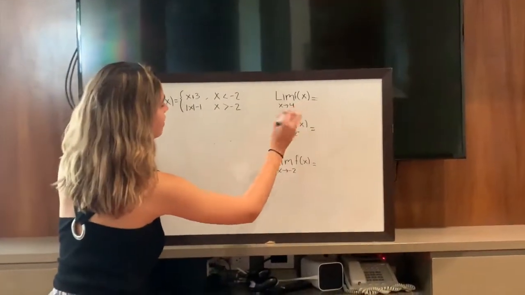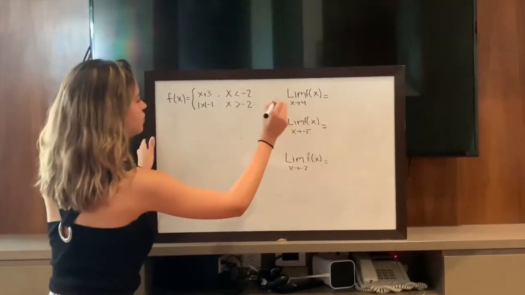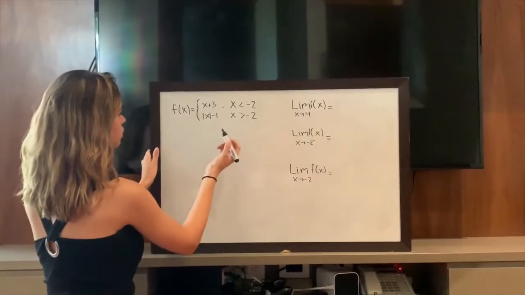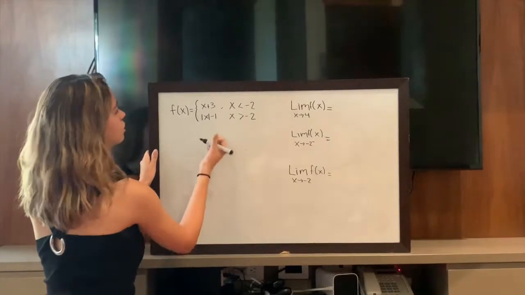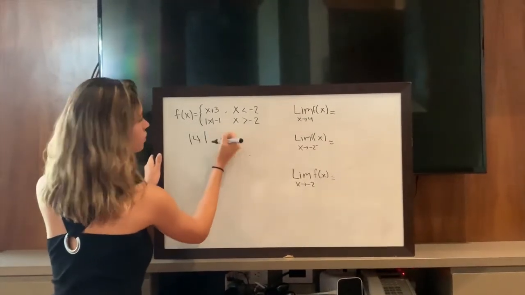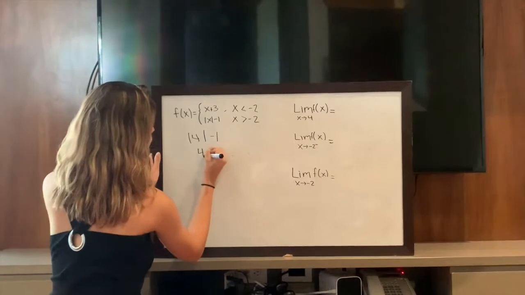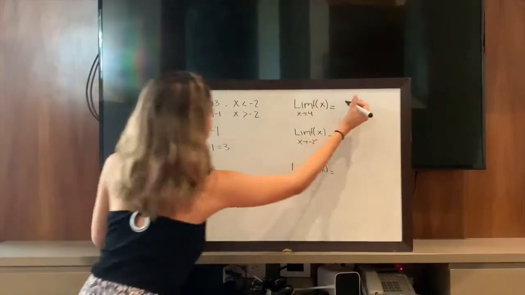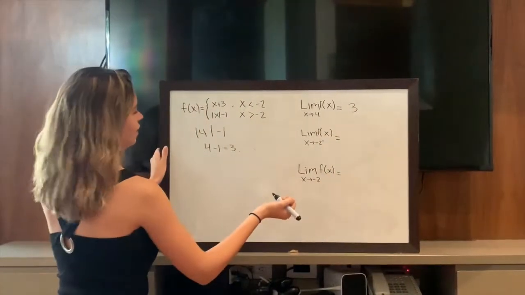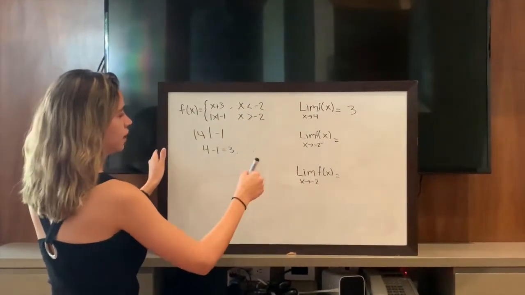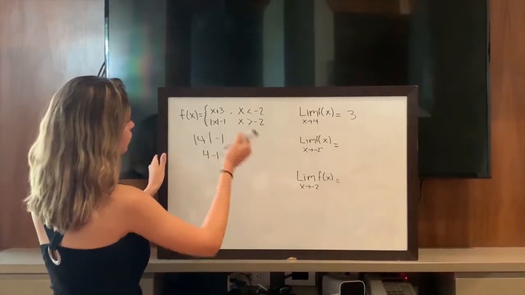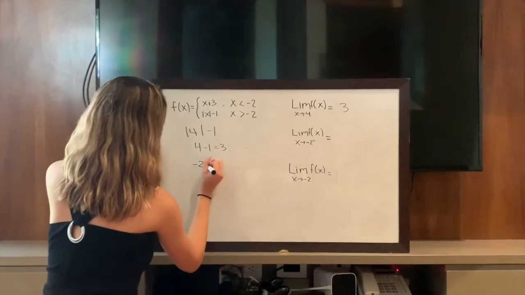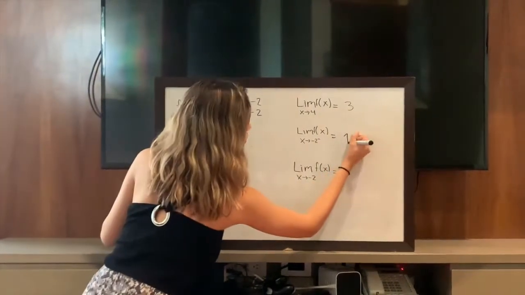Okay, so first, to find the limit of f of x from x approaching 4, since 4 is bigger than negative 2, we're going to use the second equation. So absolute value of 4 minus 1 is 4 minus 1, which equals 3. Okay, 3. And then for the limit of f of x approaching negative 2 on the negative side, we're going to use the first equation, and negative 2 plus 3 is equal to 1.